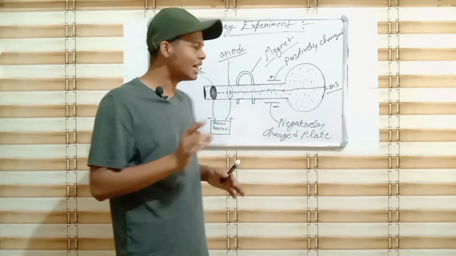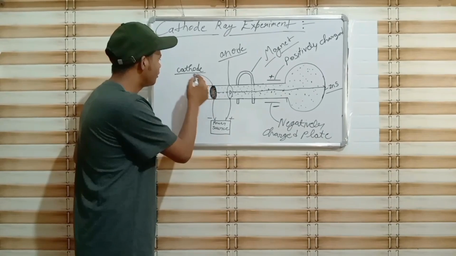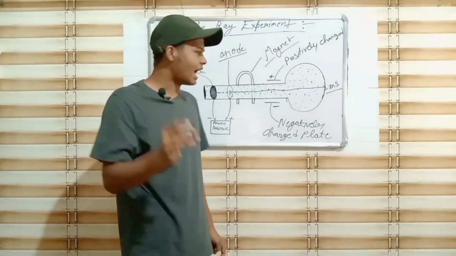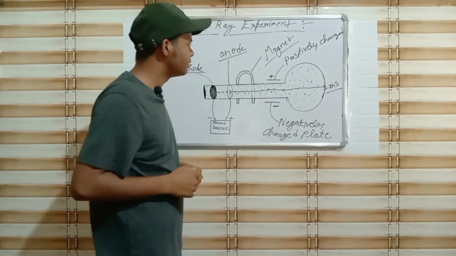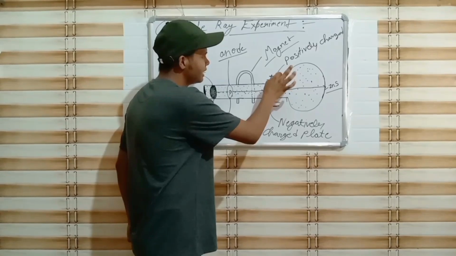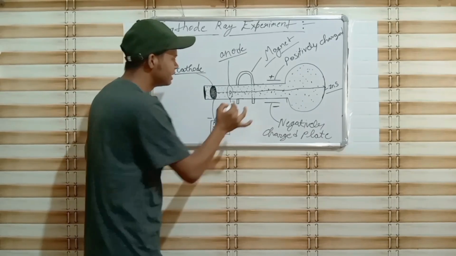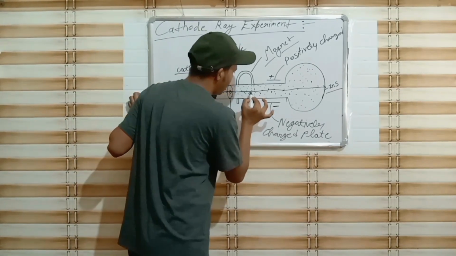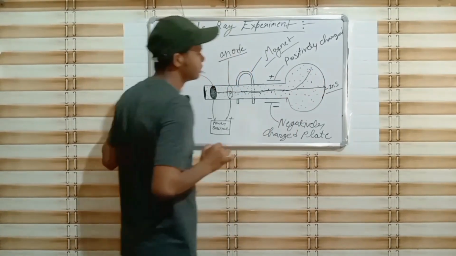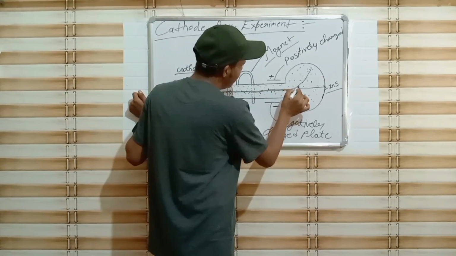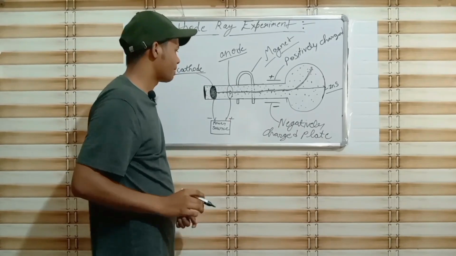Now J.J. Thomson thought, what is that beam made of? The electrons were coming out of the cathode, so he called this beam cathode rays. To know more about this beam, he placed a positively charged plate here and a negatively charged plate here. When he placed these plates, the beam of electrons bent towards the positively charged plate.